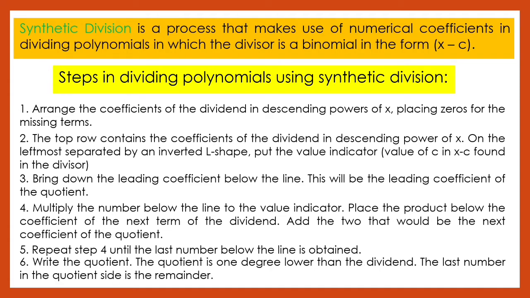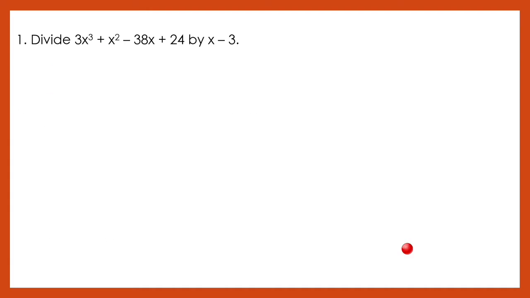And the last step, write the quotient. The quotient is 1 degree lower than the dividend. The last number in the quotient side is the remainder. Okay, so para mas maintindihan natin at may apply natin yung steps, let's have examples. Let's have example 1. Divide 3x cubed plus x squared minus 38x plus 24 by x minus 3.